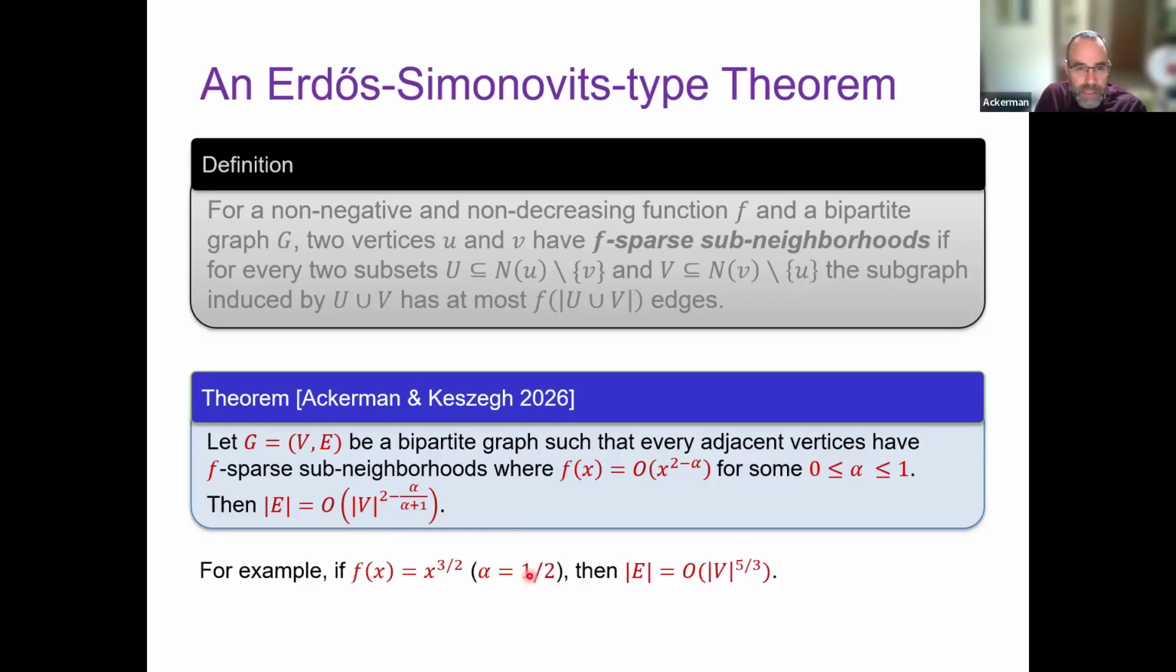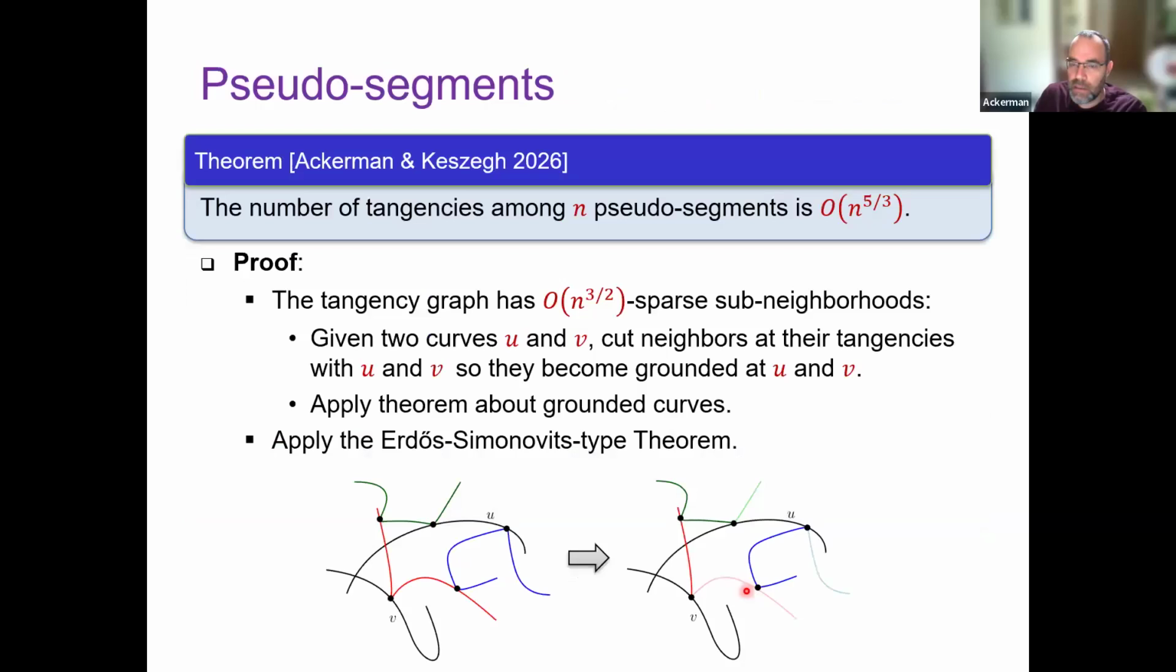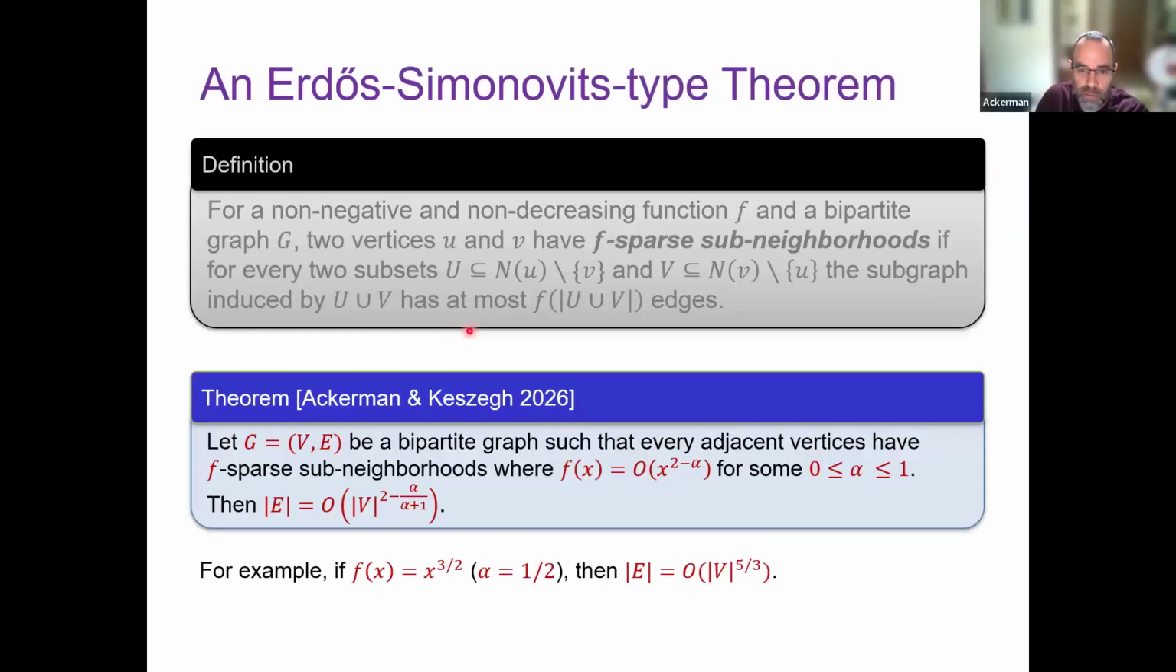So for example, if f of x is x to the power of 3 over 2, so alpha is equal to 1/2, which is actually the value that we need, then the total number of edges would be the number of vertices to the power of 5 over 3. And the way we use these two results is to get this n to the power of 5 over 3 bound on the number of tangencies among n pseudo-segments. By the way, the previous theorem is tight, the bound in the previous slide. So the question is whether this bound is tight.